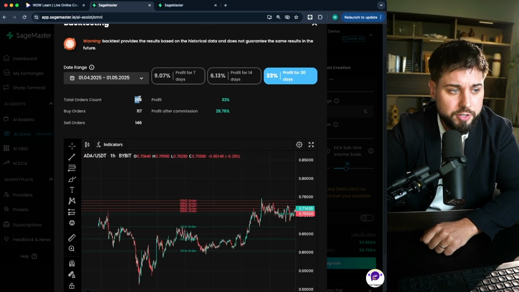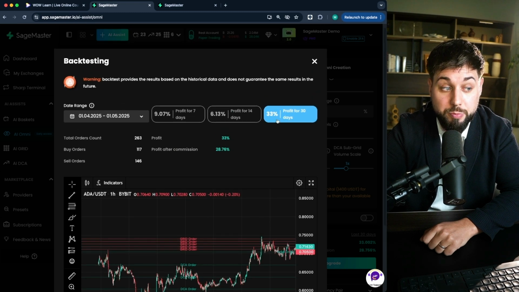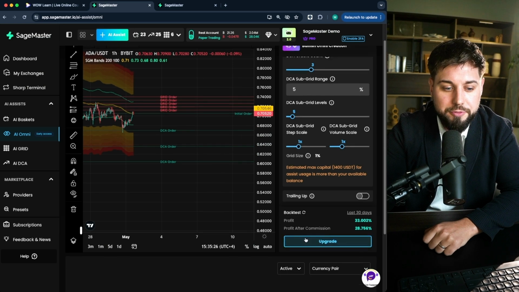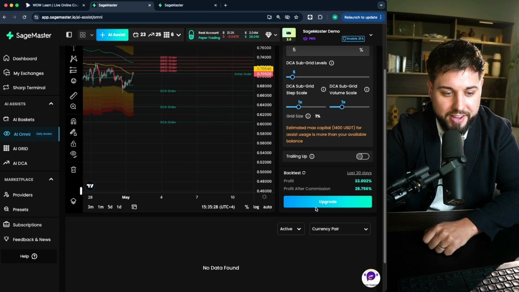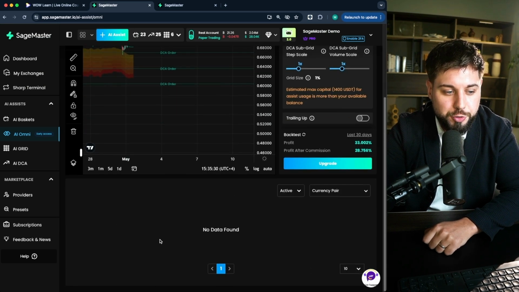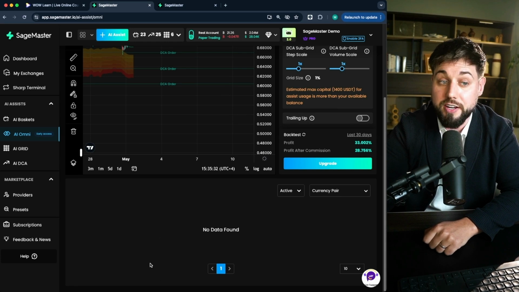There would have been 263 trades in total, 117 buy and 146 sell. And you can see that the profit would have been 33% before trading fees, right? So now I'm logged into a wrong account here, but if you would press run, you would see all of the Omni Assist you have running down here.